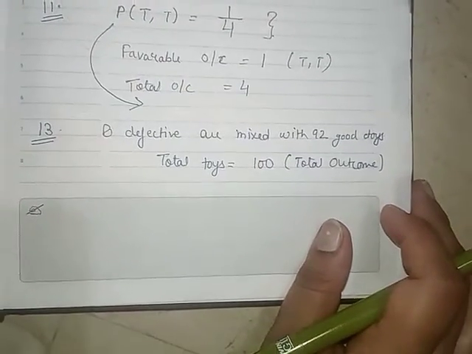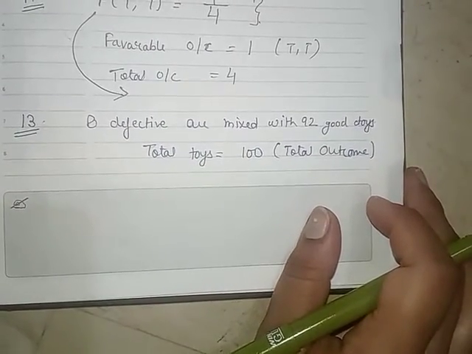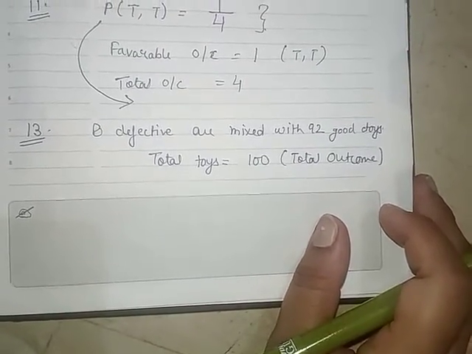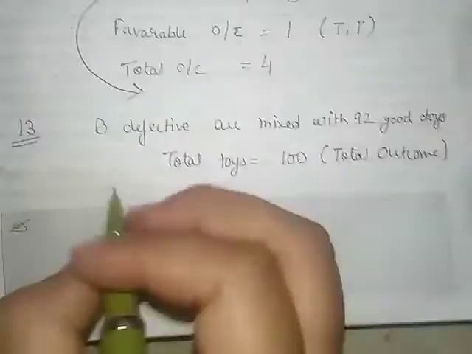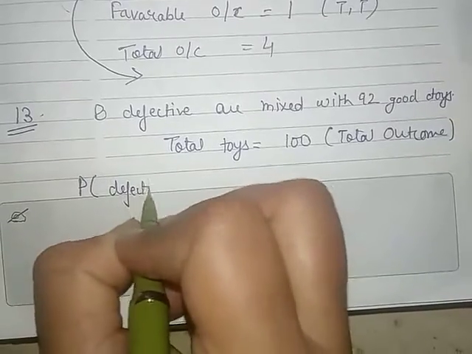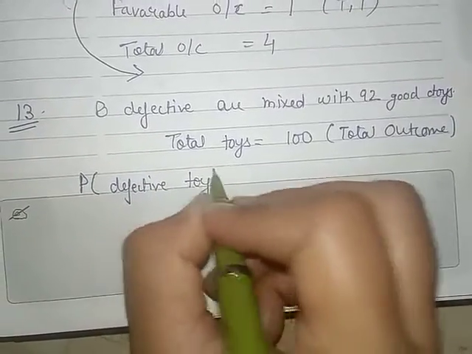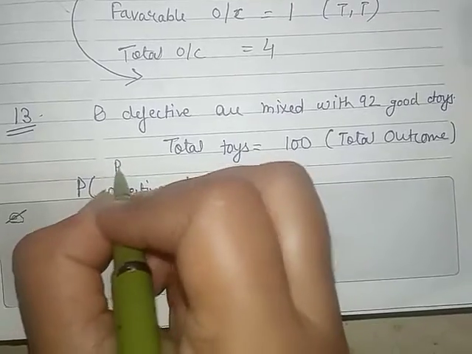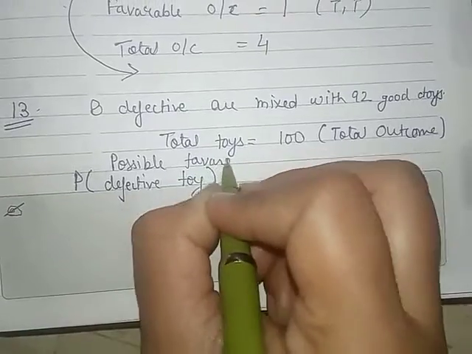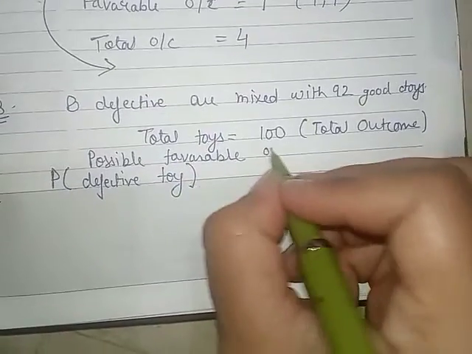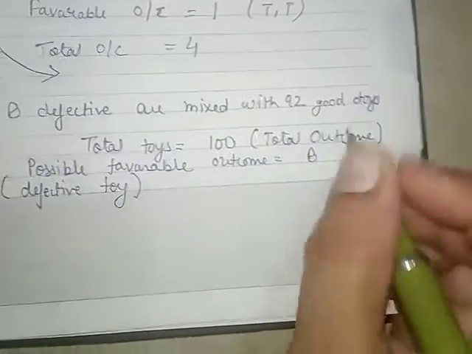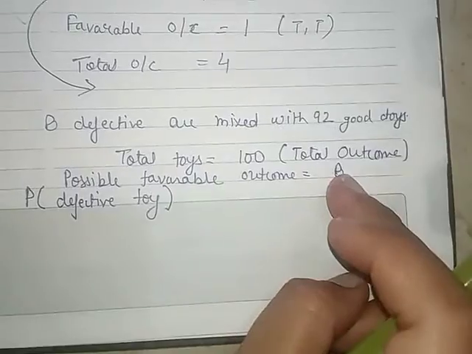Now they are asking, one toy is drawn at random from this lot, and what is the probability that this toy is defective. So we will have to find the probability of getting a defective toy. So what is the favorable outcome? What is favorable here? Favorable here is the number of defective toys. So they are 8. That is the favorable outcome, na, that we need the defective toy.